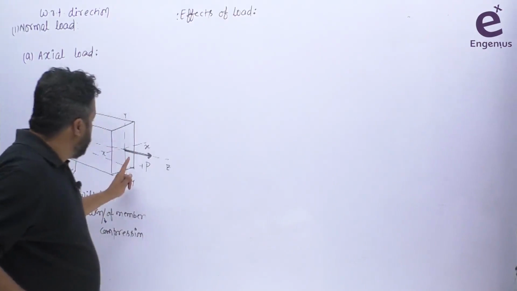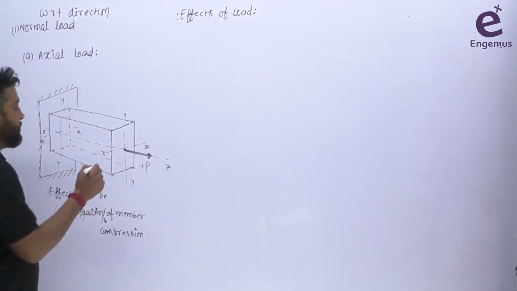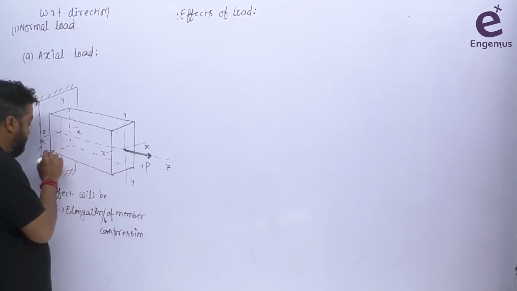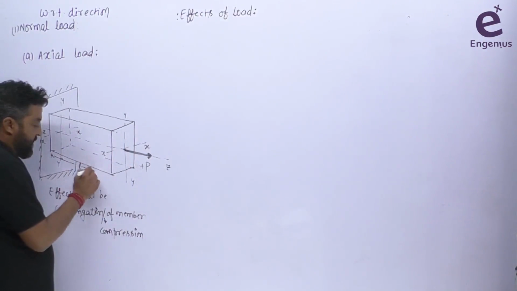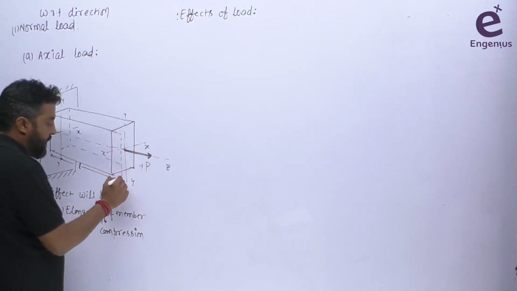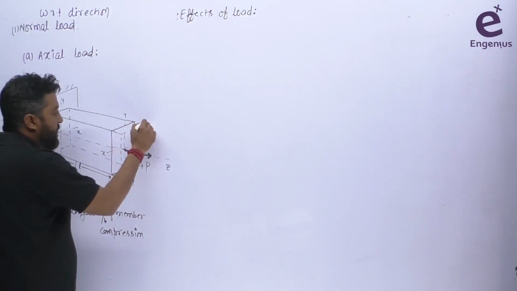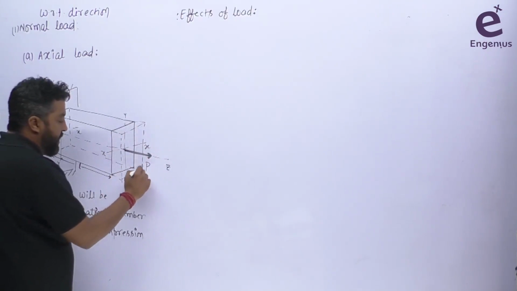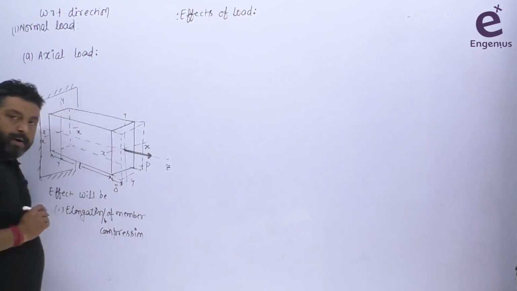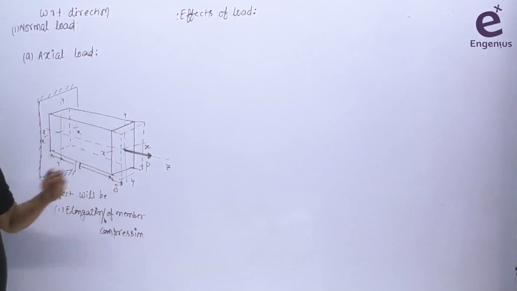So obviously in this case this will try to elongate the member. Let's suppose the initial length was L here. After applying the axial load, there is a little bit of change in the length of this component. Let's suppose I'm saying this is delta. So in this case this will elongate the member.